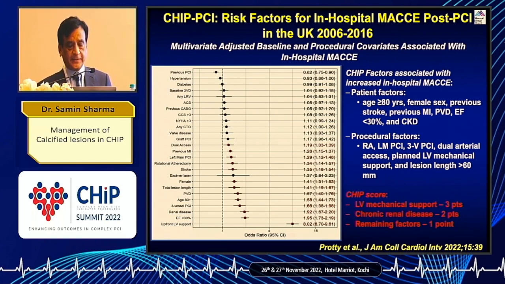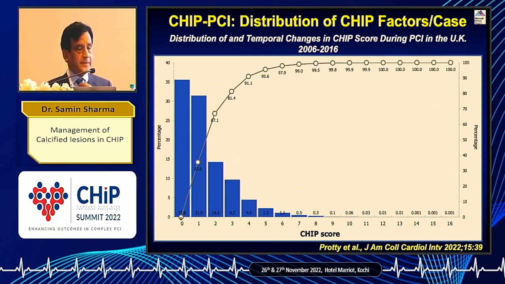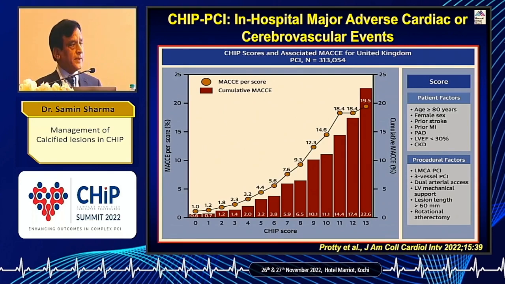They took into account all the factors, about 80 of them, which are common, and came up with 13 factors. In terms of the patient: age more than 80, female sex, previous stroke, MI, PVD, low EF, and chronic kidney disease. From the procedure point of view: calcific lesion, although they didn't call it calcific, they used rotational atherectomy, left main PCI, 3-vessel PCI, arterial access, a planned LV mechanical support, and long lesion length. And they made a CHIP score: LV mechanical support gets 3, chronic renal failure 2, and the remaining factors are 1 point. Many of our patients have multiple risk factors, but by and large usually 3 factors are present, and based on the presence of these risk factors.